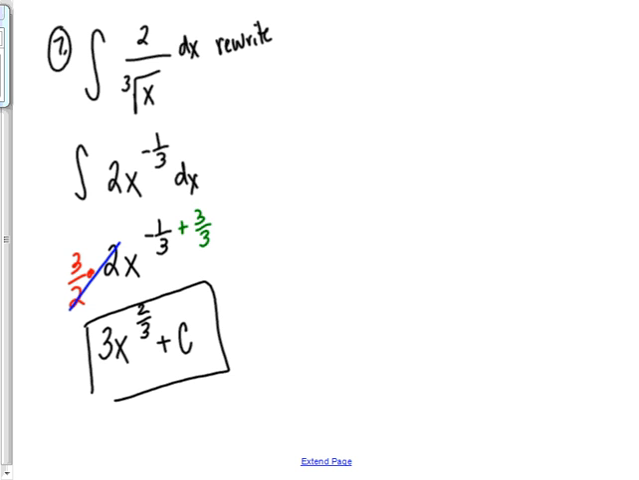Again, check this if you want to multiply really quick. Take the derivative. 2/3 times 3 would just be 2x, and then I subtract it and I get negative 1/3, and so I know I did it right.